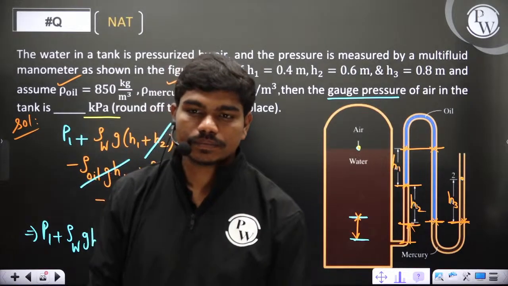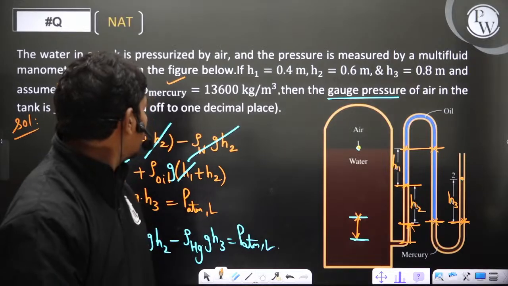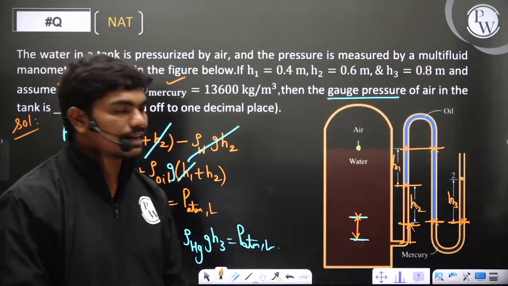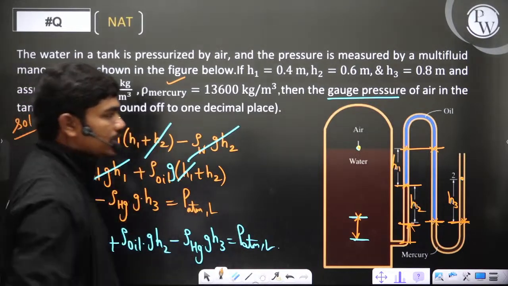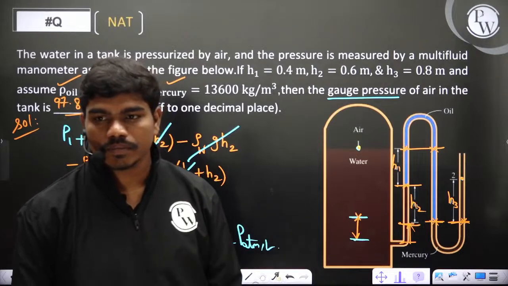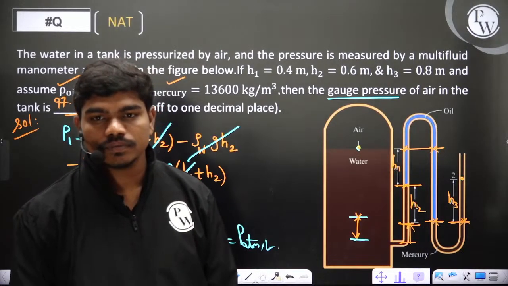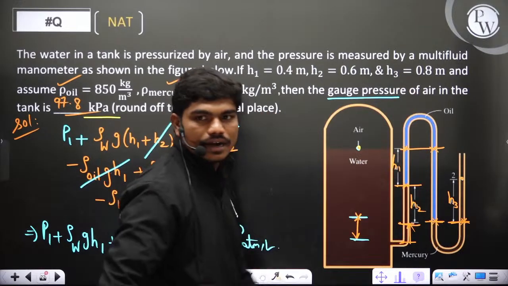Yeah, 97.805 roughly. Keep one decimal place, so 97.8 by default. 97.8 kilopascals is the gauge pressure at this location when compared to atmosphere. Simple question, no? You start here, then travel through all the fluid columns and reach that particular point.